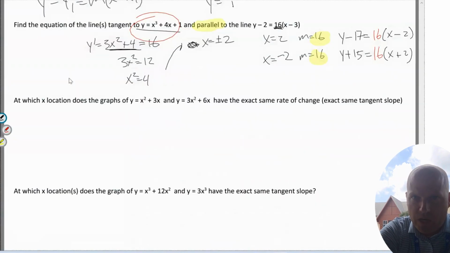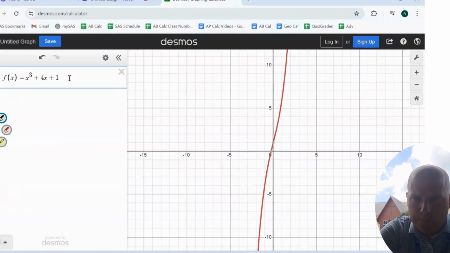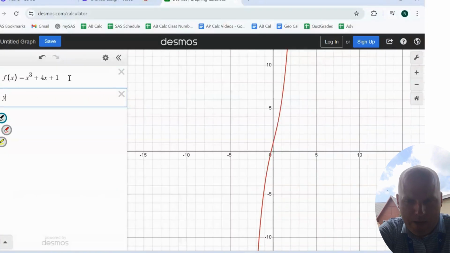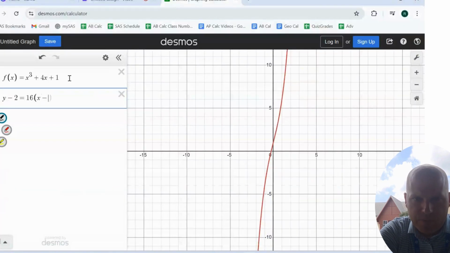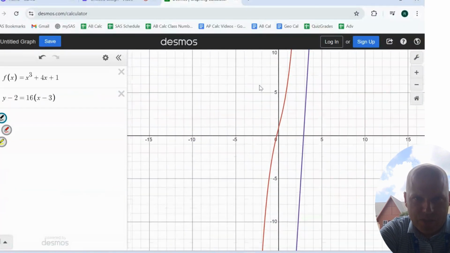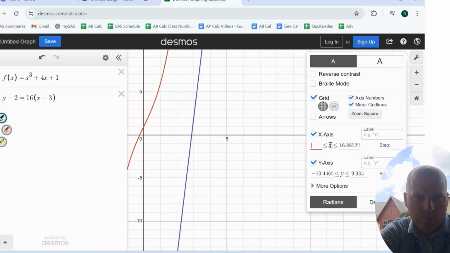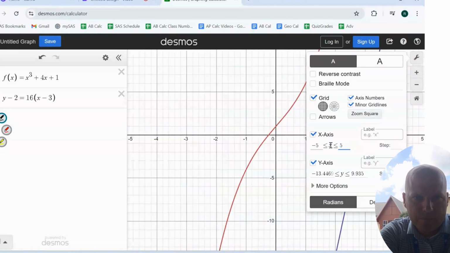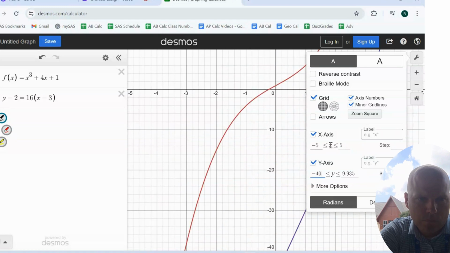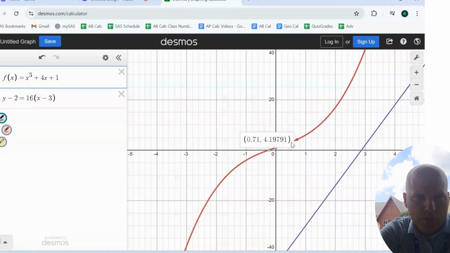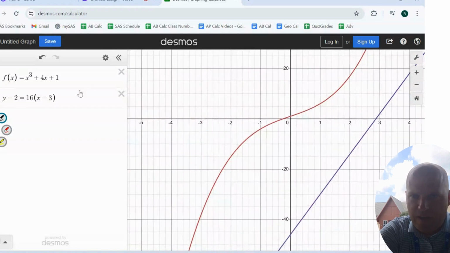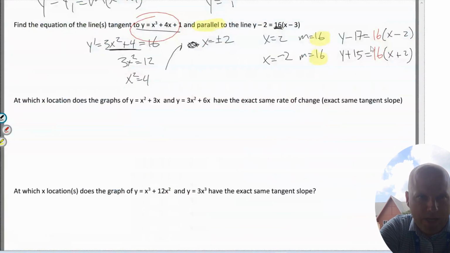We got the equation of x cubed plus 4x plus 1. I have this y minus 2 line equals 16x minus 3. This line is not tangent to this function. Let me just shrink the x's but expand the y's. So you can see this line is not tangent to the graph, but I wrote down two lines.